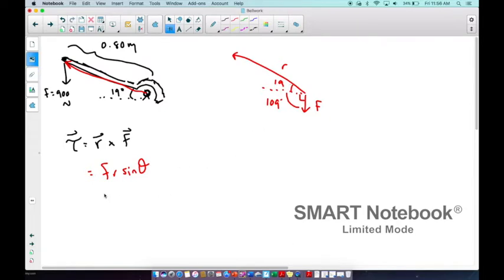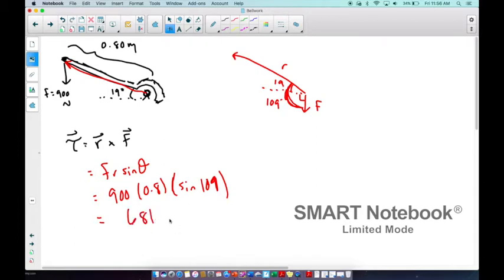So now my equation becomes 900 times 0.8 times, whoops, I kind of labeled that. This whole angle here is 109, times the sine of 109. And that's going to give me my torque. Make sure that you're in degrees. Sometimes we do use radians for rotation, but I'm measuring the angle between these vectors in degrees. So 900 times 0.8 times the sine of 109. That gets me about 681.